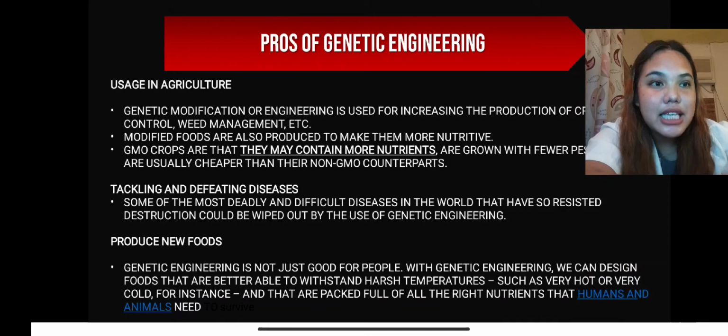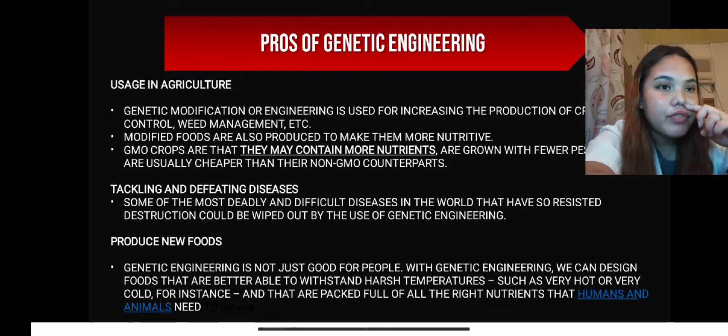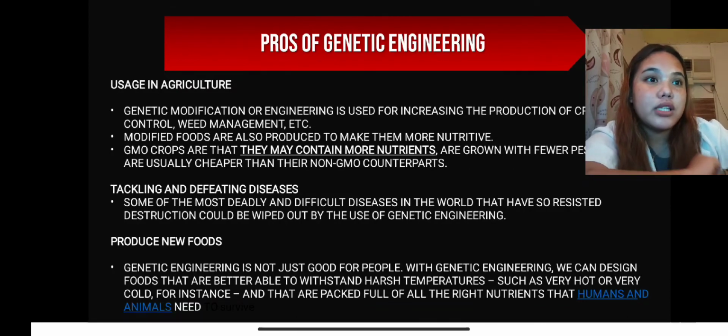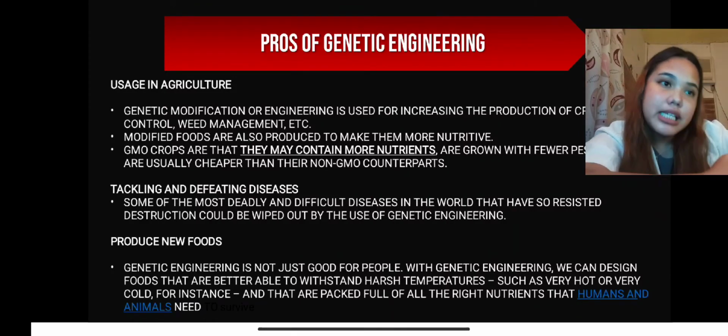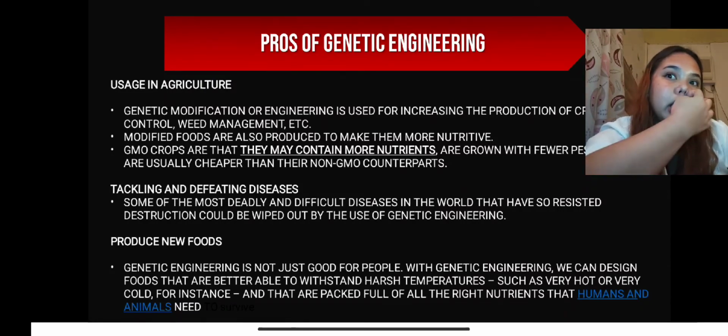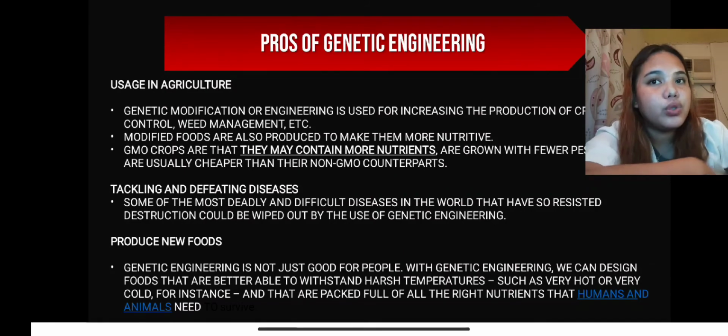Tackling and defeating diseases. Some of the most deadly and difficult diseases in the world that have so far resisted destruction could be wiped out by the use of genetic engineering. For instance, we have cystic fibrosis. It is an inherited disorder that causes severe damage to the lungs, digestive system, and other organs in the body. Through genetic engineering, it can ease the symptoms, reduce complications, and improve the quality of life.